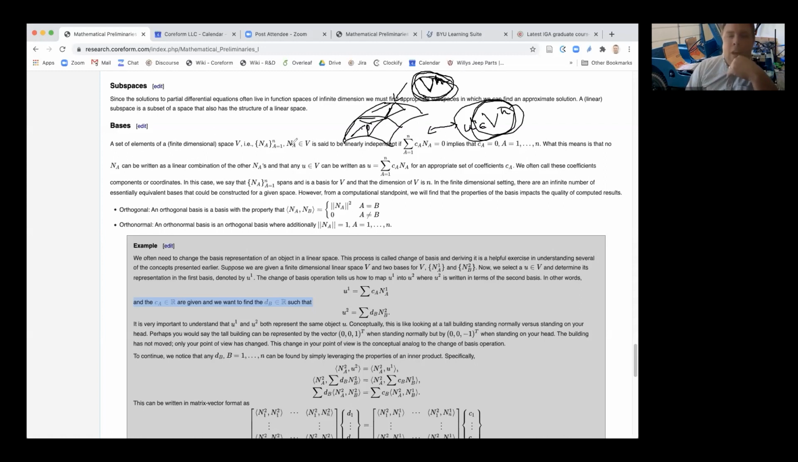Okay, now, how many different bases are there? Even in R^2, let's say, again, R^2, x, y. How many different sets of base vectors are there? Like how many different bases can we construct for a given space?